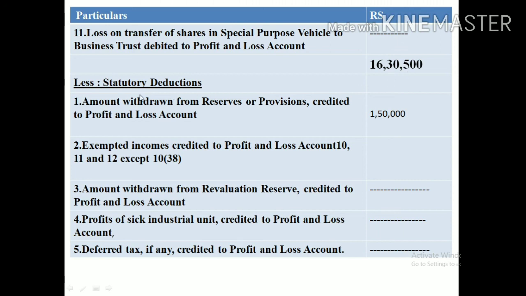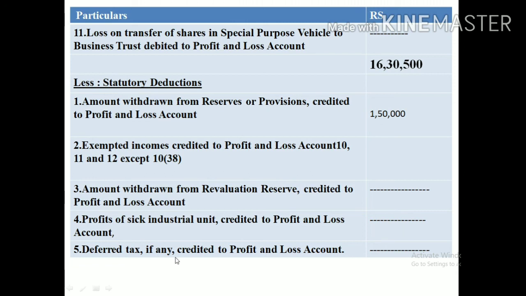The next one, statutory deletions or deductions. The first one, amount withdrawn from the reserves. Yes, we have amount withdrawn from the reserves on the credit side, 1,50,000. That should be deducted. Then exempted income under section 10, 11, 12. There is no such kind of income, so just ignore. Then amount withdrawn from the revaluation reserve. There is no information recorded in profit and loss account credit side. Ignore. Profit of sick industrial unit. There is no such kind of record in profit and loss account credit side.